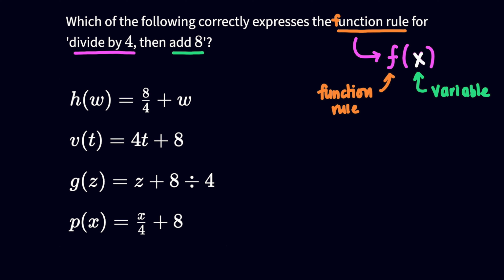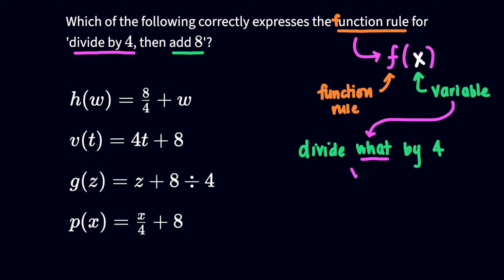The first thing that they say is we need to divide by 4. But I might say, well, divide what? Divide what by 4, right? They didn't say, they just said divide by 4. There's got to be something. Could be any number, right? All numbers possible. That's the variable. We want to divide the variable by 4. Did I spell that right?